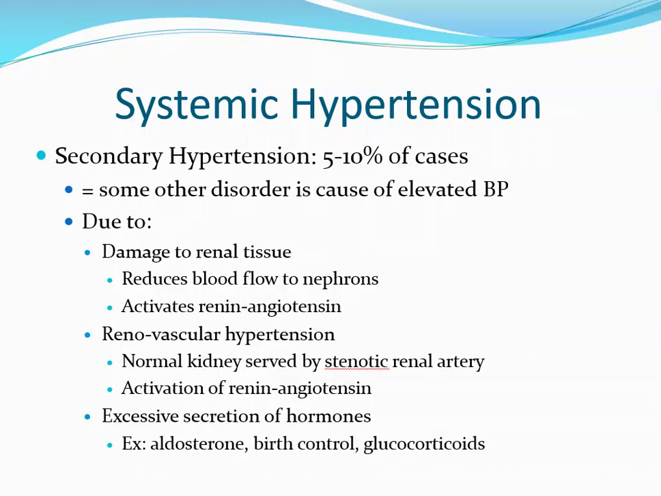It may also be due to an excessive secretion of other hormones. Aldosterone, we know the effect there. Birth control users. In 5% of birth control users, hypertension is a problem. What happens is that estrogen causes the liver to increase its production of the precursors of the renin-angiotensin system. And then other hormones, the glucocorticoids as well, can result in hypertension.